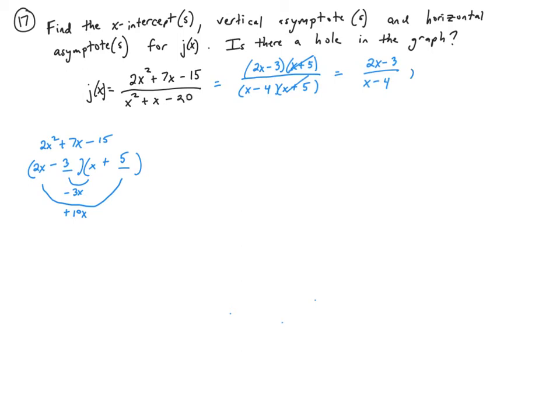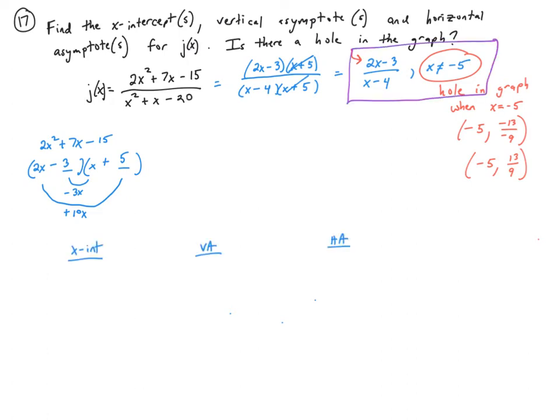Don't forget your domain restriction. We see that x cannot equal negative 5. The domain restriction tells us that there is a hole in the graph when x equals negative 5. To get the location of the hole, plug a negative 5 into the simplified version. We'll get the point negative 5, 13/9. For the rest of our analysis, we should look at the simplified version.